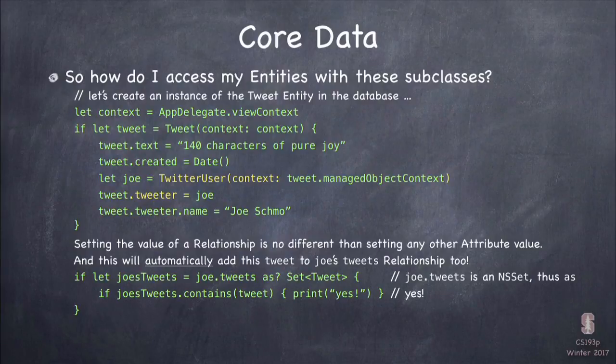That makes sense? And same thing the other way. If I added a tweet into Joe's tweets, that tweet's tweeter would automatically be set to be Joe. Both sides will always point to each other. You never have to do anything to make that happen.